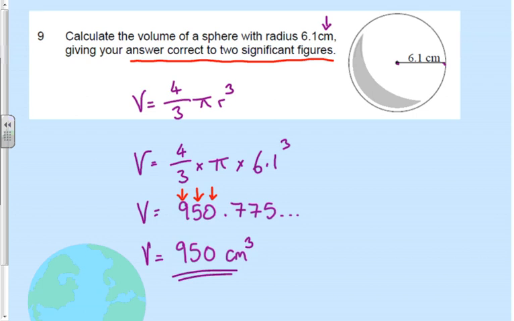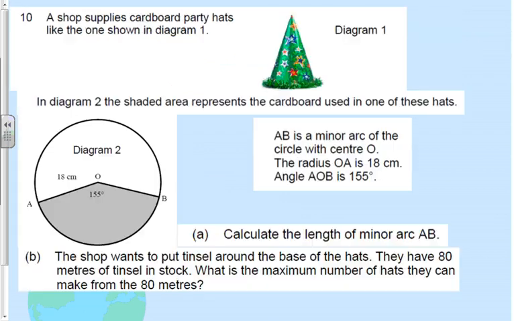Now the largest question and the final question, question 10. A shop supplies cardboard party hats like the one shown in diagram 1. In diagram 2, the shaded area represents the cardboard used in one of these hats. AB is a minor arc from the circle with center O. The radius of AO is 18 centimeters, and the angle AOB is 155 degrees. A. Calculate the length of the minor arc AB, and B.